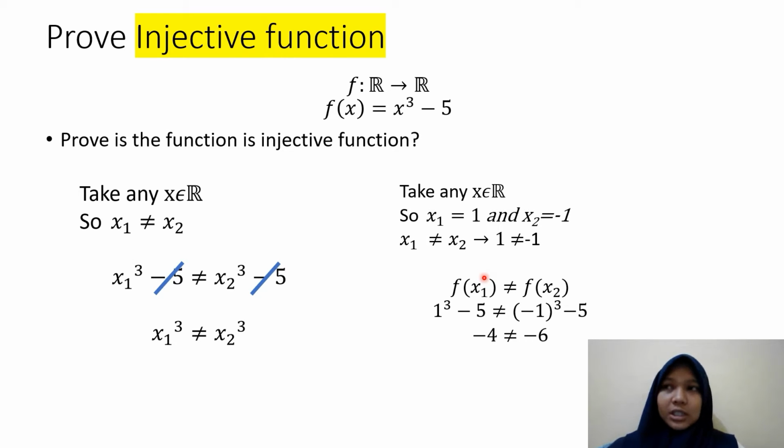Now we search for the range, f(x1) and f(x2). And then we substitute x with these numbers. And I got 1 cubed minus 5 not equal to negative 1 cubed minus 5. 1 cubed is equal to 1, so 1 minus 5 is negative 4. And then negative 1 cubed is negative 1, and negative 1 minus 5 is negative 6. So you can see this is not the same. So this function is an injective function. Okay?